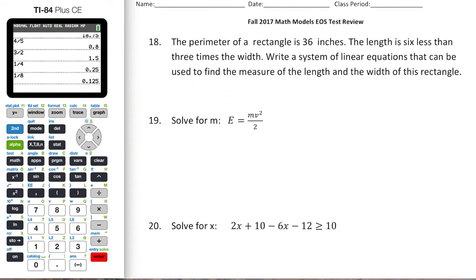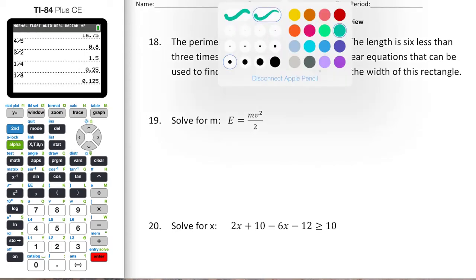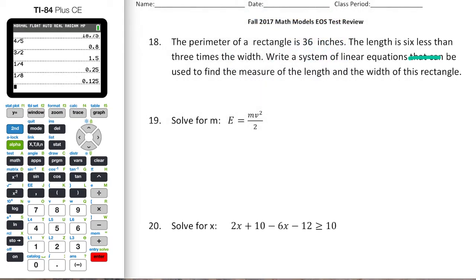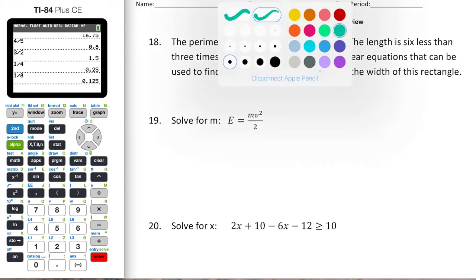All right, the perimeter of a rectangle is 36 inches. The length is 6 less than 3 times the width. Write the system of linear equations. Oops. So again, we're just going to write this system. Oh, this one doesn't tell you to solve, so just write the system.